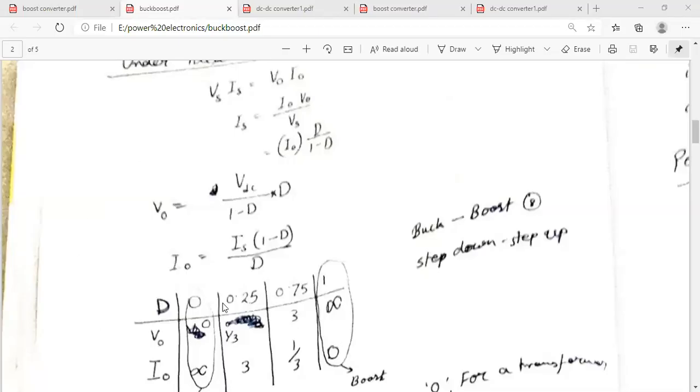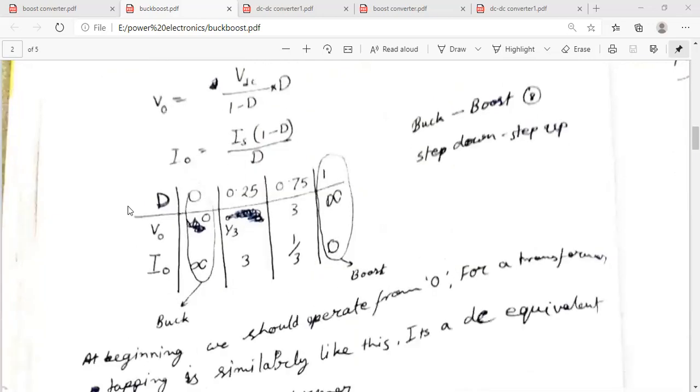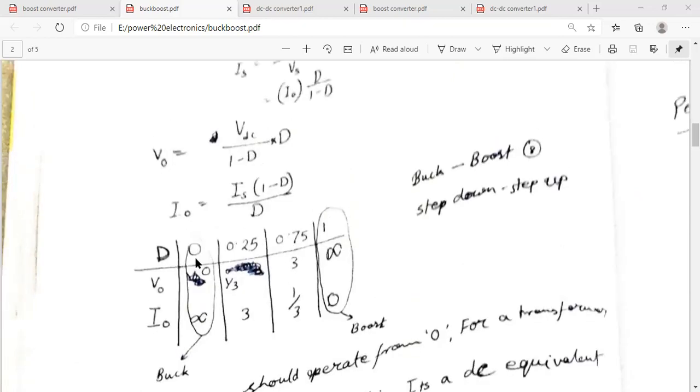So during this thing, we get the output voltage and current in this way. Now, if I put the duty ratio for different cases, that is for buck boost converter, put the duty ratio equal to 0, then what will happen? The output voltage will be 0.